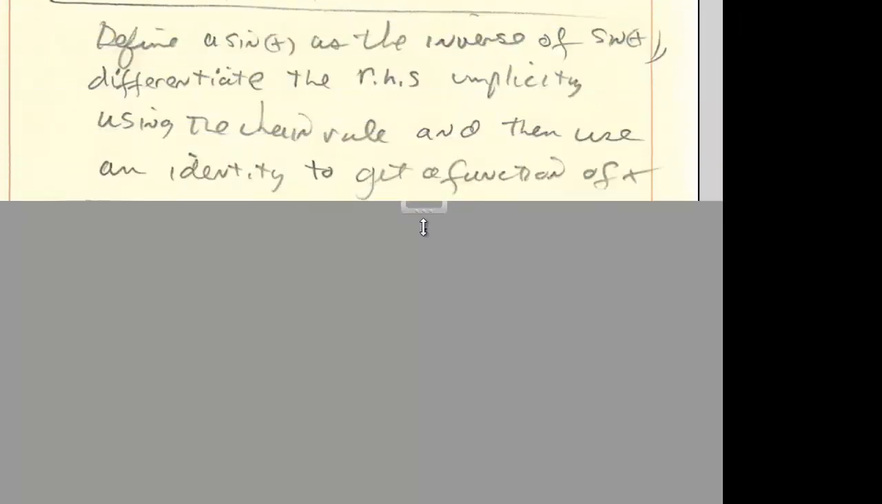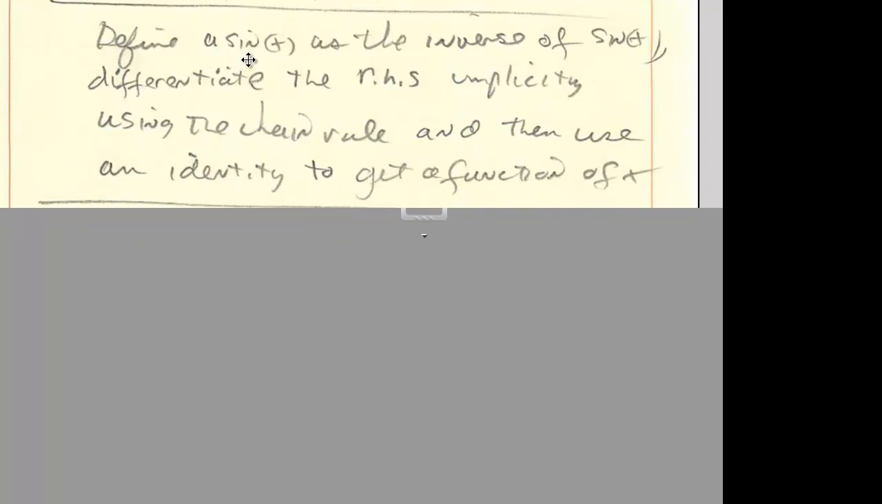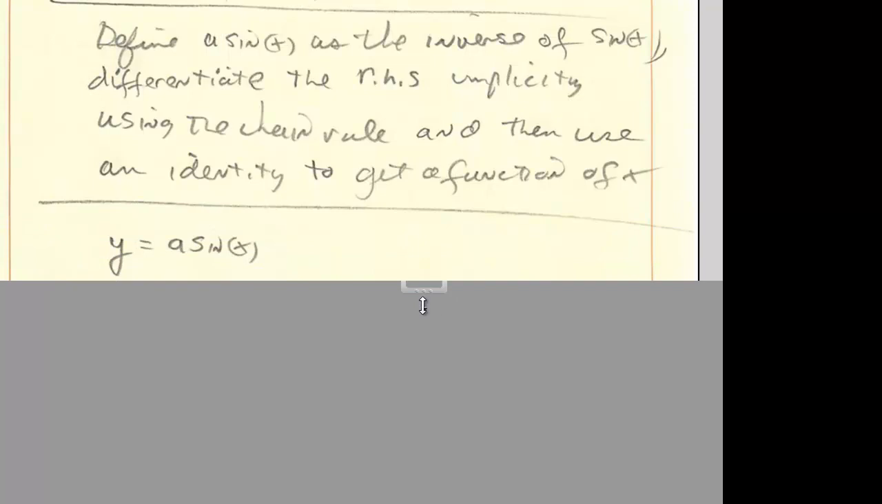So we've got a plan, and it's the same plan for every one of these inverse functions. We're going to define the function, in this case the arcsine of x, as the inverse of the function we know how to differentiate, in this case the sine of x, and then we're going to differentiate the side we know how to differentiate, the sine side, implicitly using the chain rule, and then we're going to use an identity or some other algebraic trick to come up with the derivative of the inverse function as a function of x. So the function we're starting with is y is the angle whose sine is x.